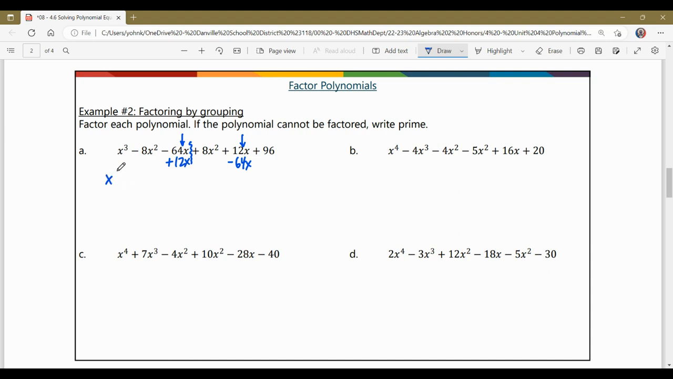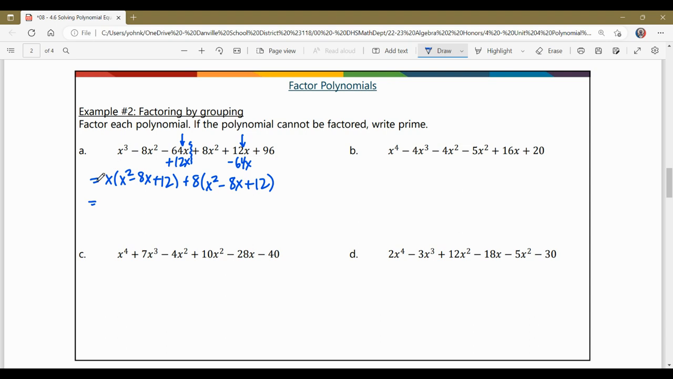I can take an x out, and that leaves me with x squared minus 8x plus 12. And now I can take an 8 out, and that leaves me with x squared minus 8x plus 12. Oh, would you look at that? Take a look at the stuff in the parentheses, kids. It's the same. That's good. That means you did it right.